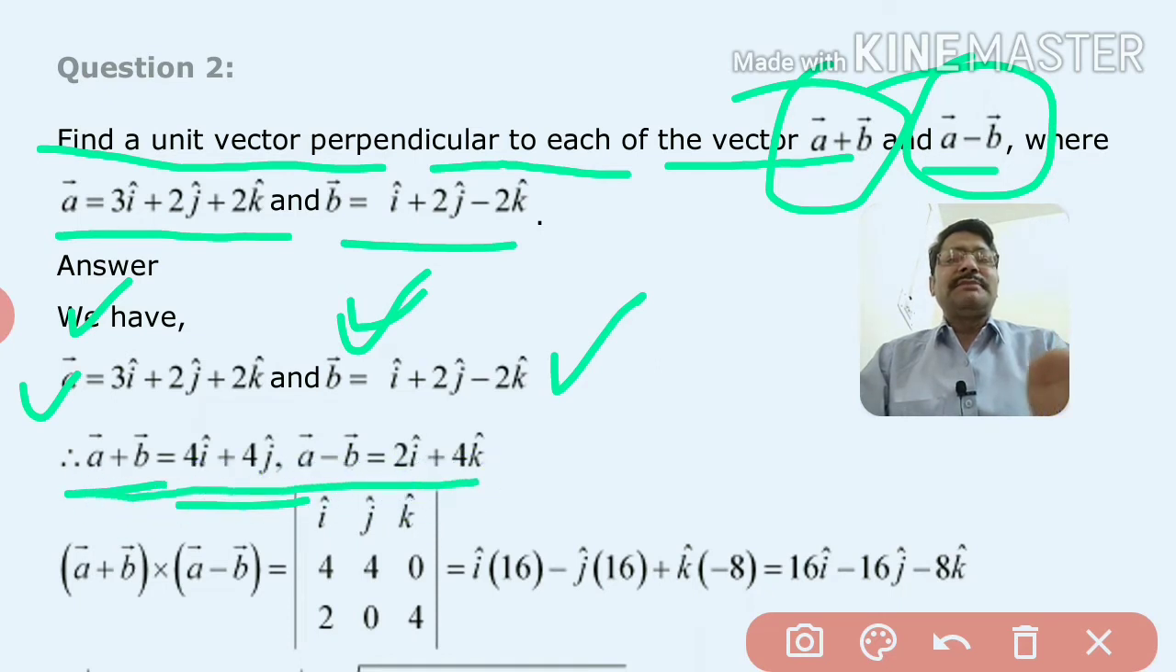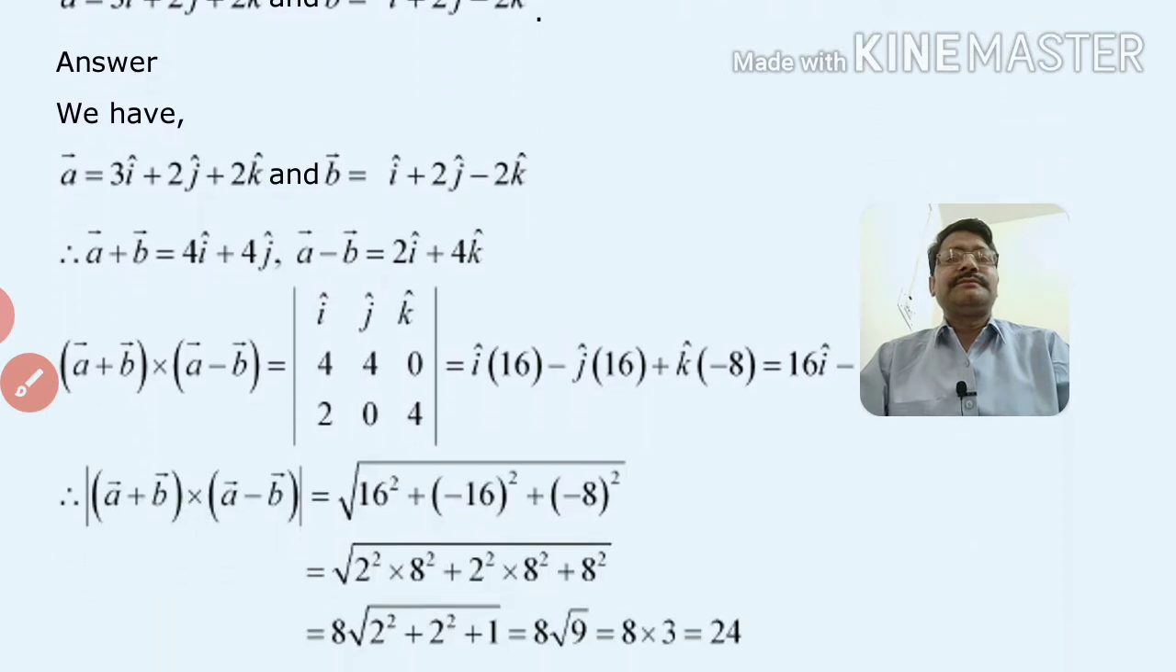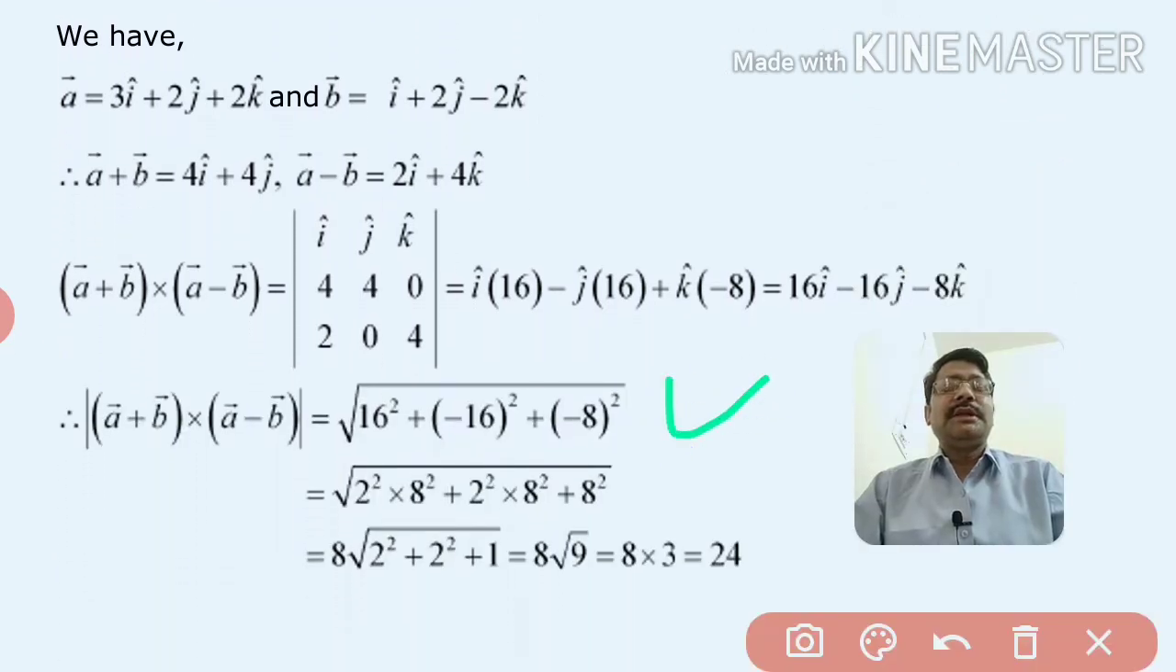Now you have to find the cross product of A plus B and A minus B. For that, in a determinant you write the first row as i j k, in the second row the coefficients of i j k of A plus B, that is 4 4 0. Then in the third row you write the coefficients of A minus B, that we have 2 0 and 4. Now you will solve this determinant and you will get the answer minus 16i minus 16j plus minus 8k.